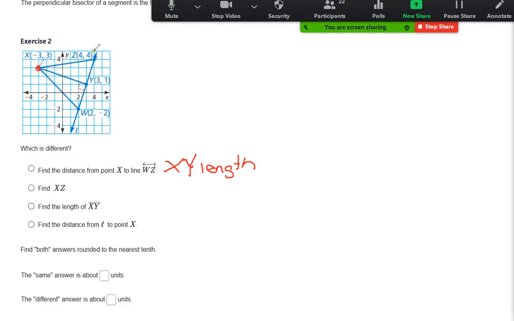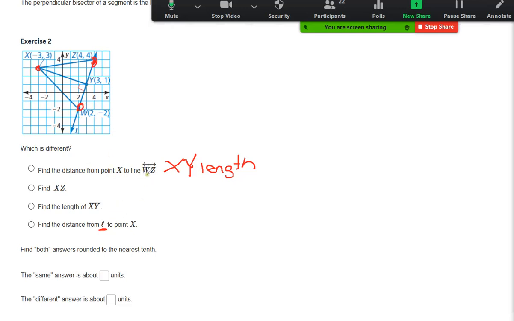So XZ is obviously different. This is a different length, right? It should be longer. This and this are the same, right? And the distance from L to point X, that's also the same, because line L is line WZ. See how W and Z are on there?